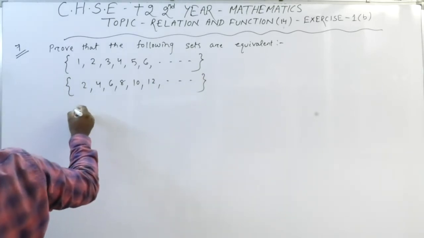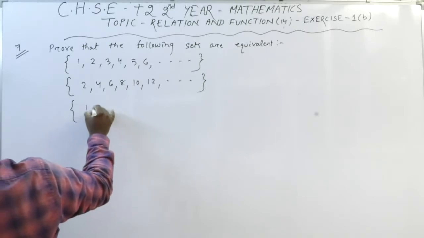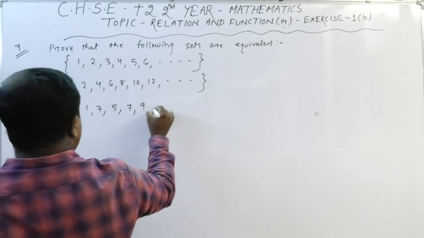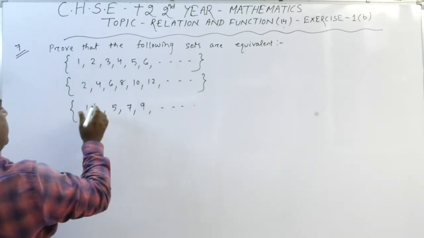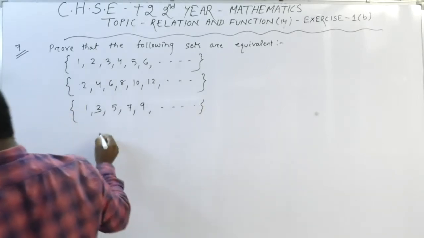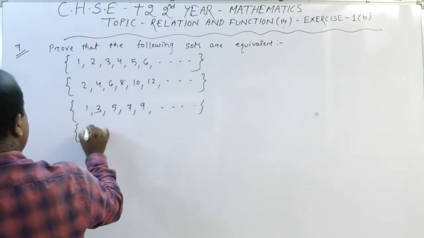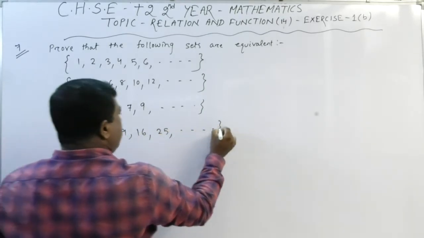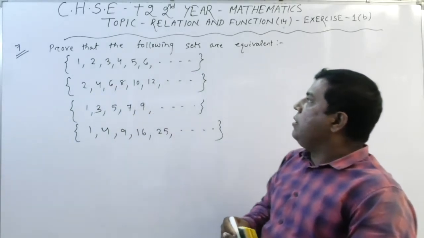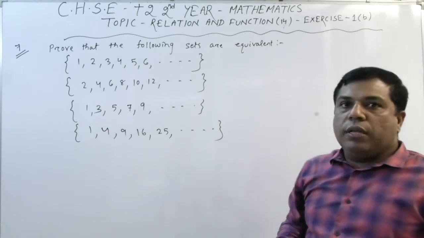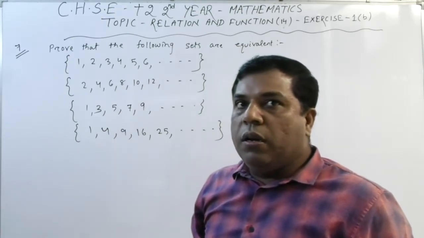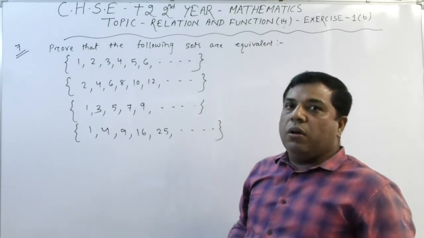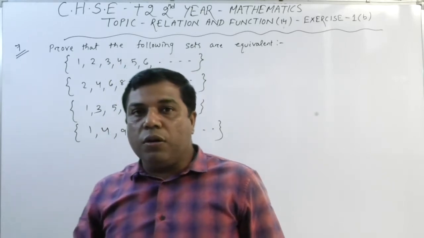The third set is given as and so on. It should be corrected, it should be 3. And the fourth set is given as and so on. Now, today we have to show that these sets are equivalent. So the question is, under what condition are sets said to be equivalent? Dear students, do you know under what condition?